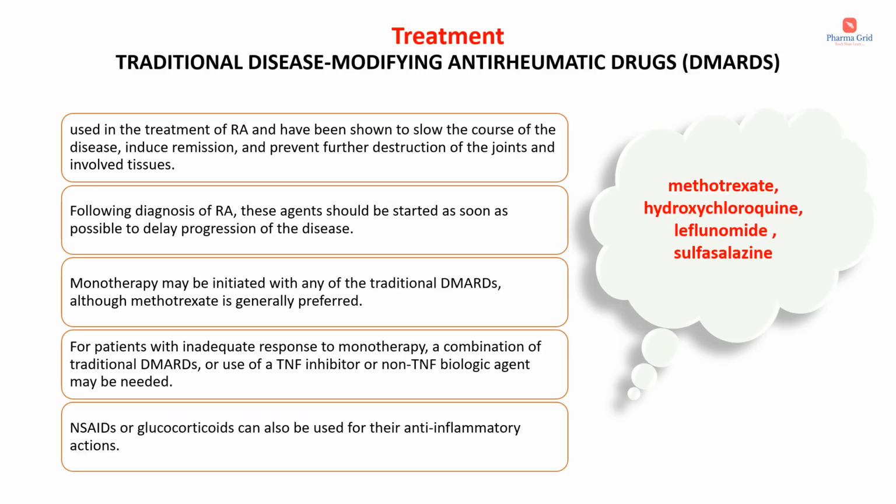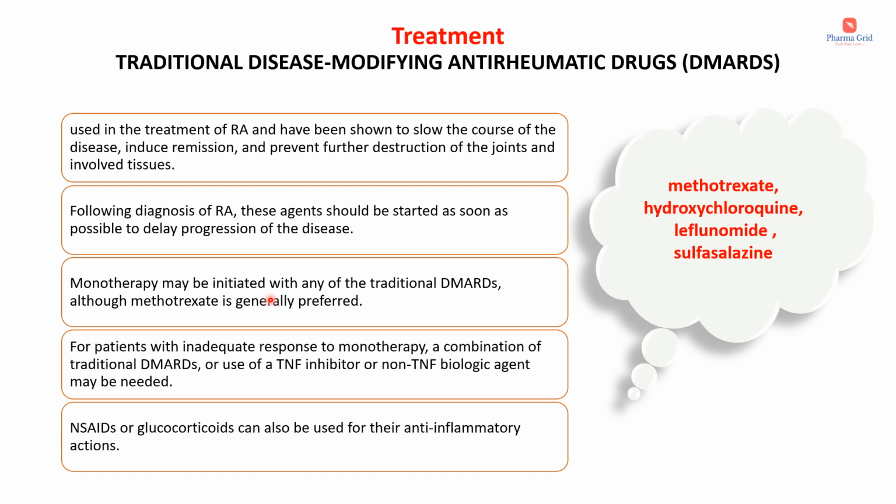Now let's learn about the treatment options. So the first and most important treatment option for rheumatoid arthritis is traditional disease modifying anti-rheumatic drugs, which can be denoted as DMARDs. Okay, these drugs are mainly used in the treatment of rheumatoid arthritis and have been shown to slow the course of the disease, induce remission and prevent further destruction of the joints and involved tissues. So the traditional DMARDs include methotrexate, hydroxychloroquine, leflunomide and sulfasalazine. Following the diagnosis of RA, these agents should be started as soon as possible to delay progression of the disease.